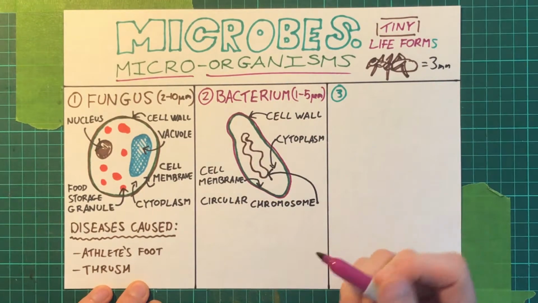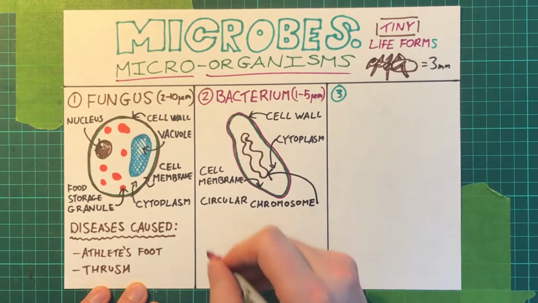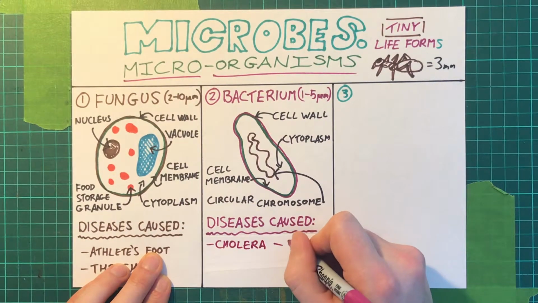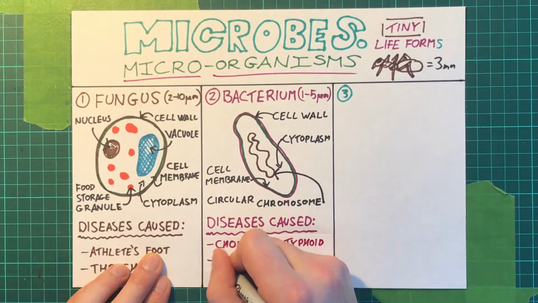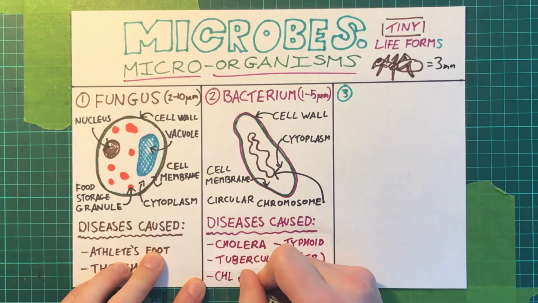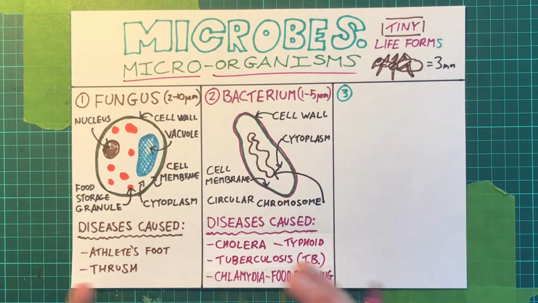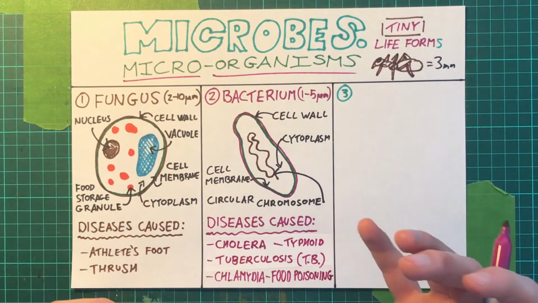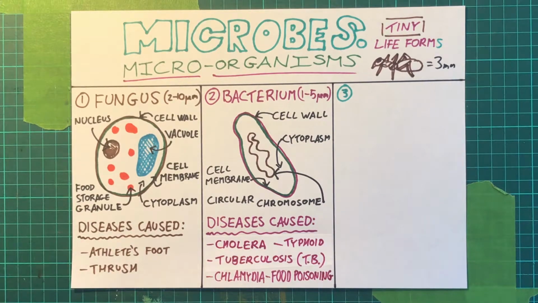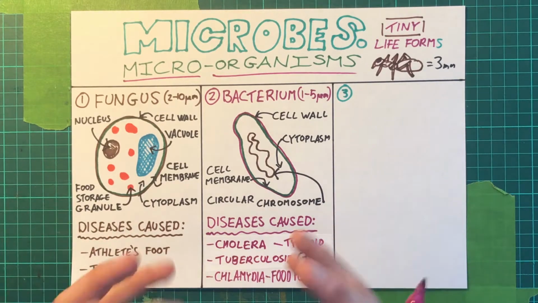Bacterium, or bacteria, which is the plural, cause many diseases including cholera, typhoid, tuberculosis, otherwise known as TB, chlamydia, and also food poisoning. But bacteria aren't always bad. There's lots of good bacteria inside you. In fact, in the human adult, there's about a kilogram of bacteria.